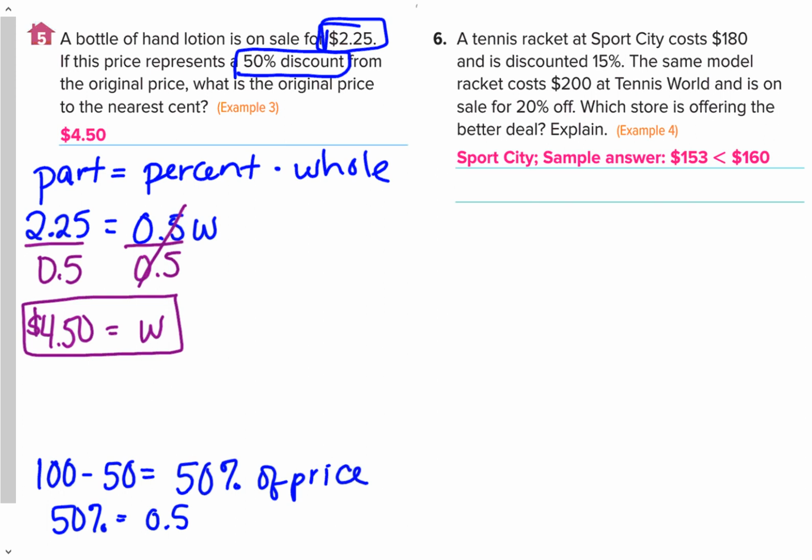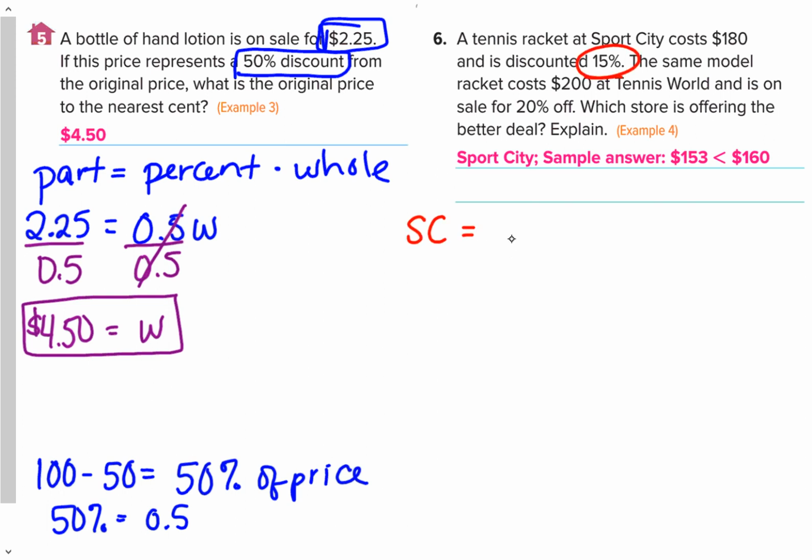All right, so number six, a racket. A tennis racket at Sports City costs $180 and is discounted 15%. The same model costs $200 at Tennis World, on sale for 20% off. Which store is offering the better deal? All right, so I'm going to work with Sports City first.